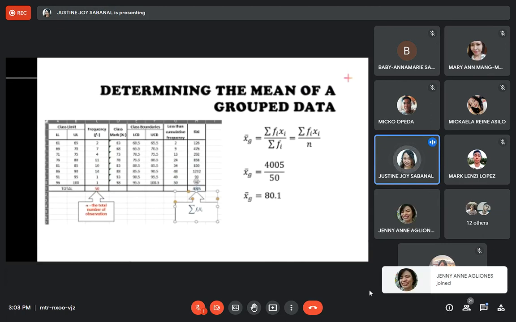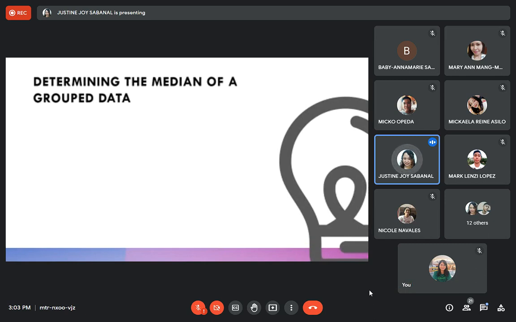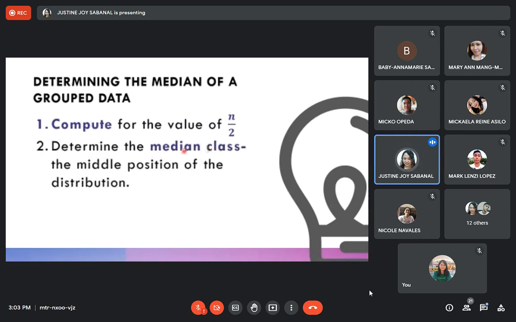So, I think wala namang question about the computation of the mean. So, proceed po tayo with the determination of the value of the median of a group data. So, ang una nyong gagawin po dito is to compute for the value of n over 2. Kasi, yung value po ng n over 2, kung ano yung matuos nyo dyan, yan naman po yung magiging reference natin para ma-determine yung median class.